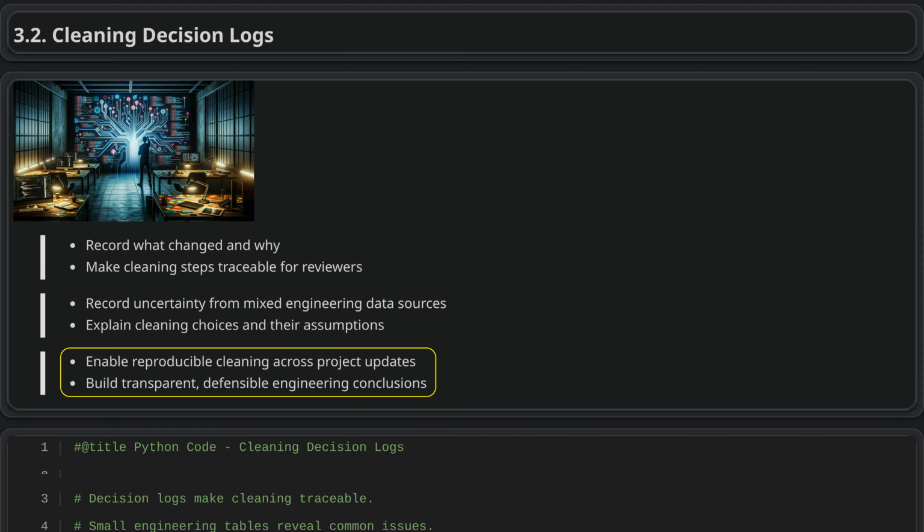A clear cleaning decision log supports collaboration, replicability, and trust in an engineering project. Because data, models, and stakeholders change over time, documenting choices such as removing duplicates, standardizing units, or flagging unusual sensor values helps others recreate the cleaned dataset. It also makes it easier to tell whether changes in model performance come from real process shifts or from different cleaning methods.